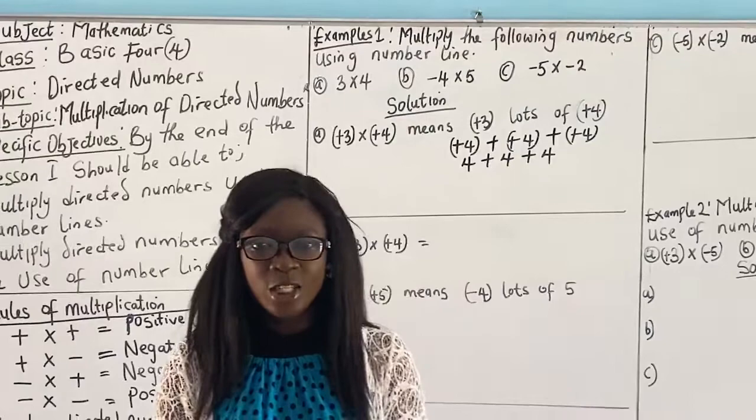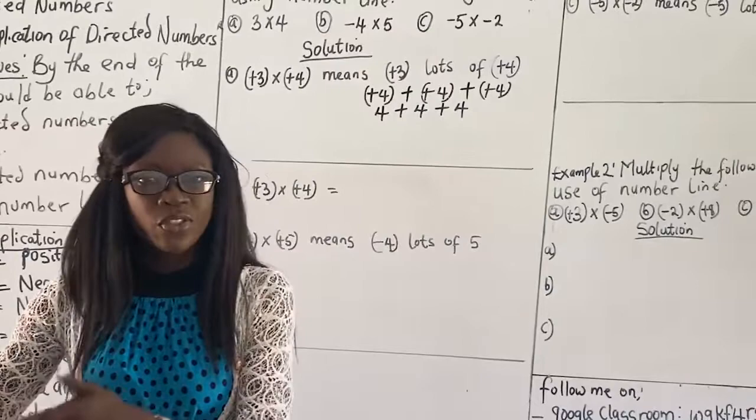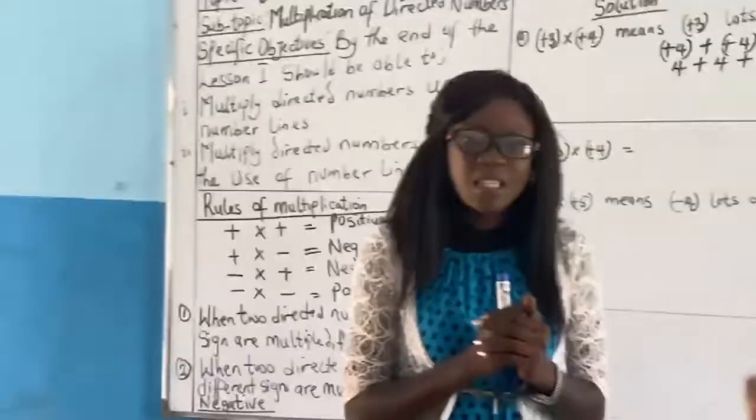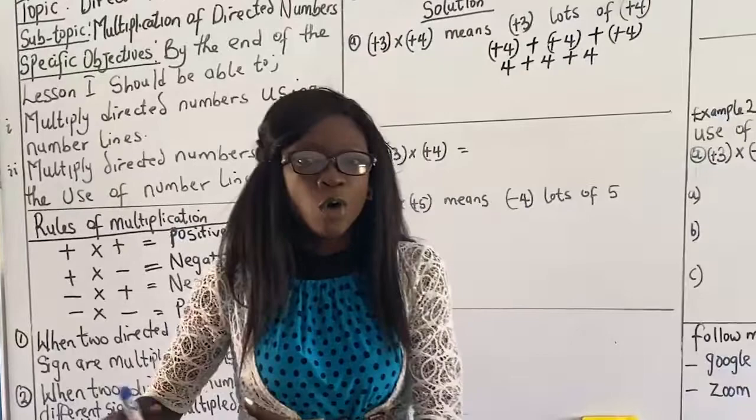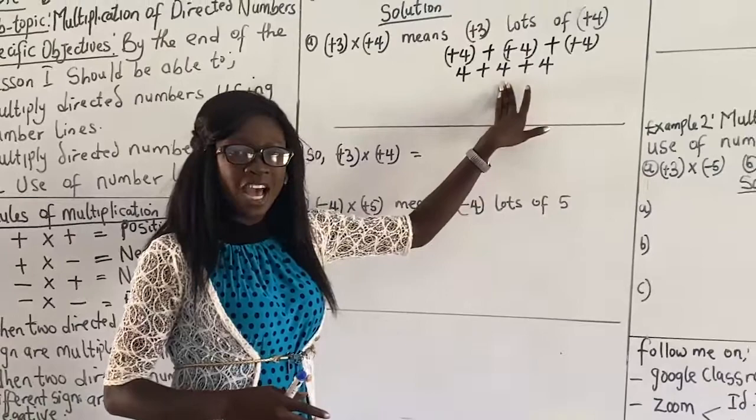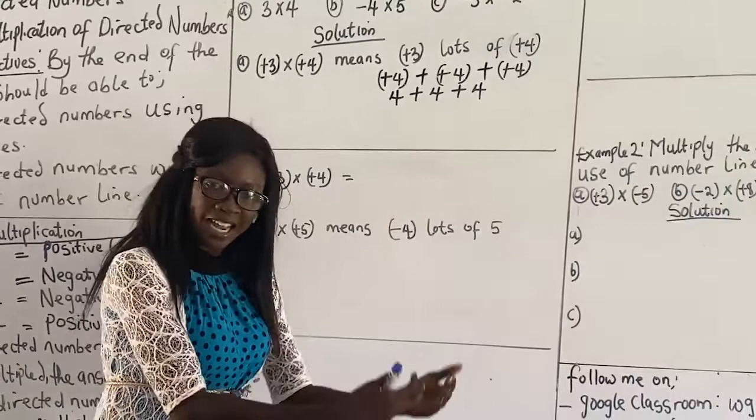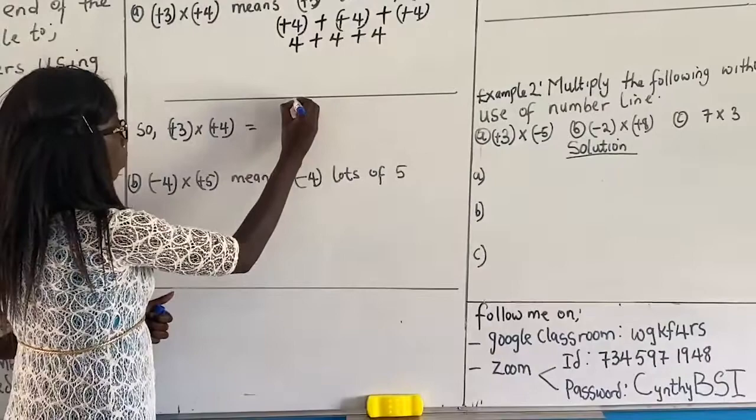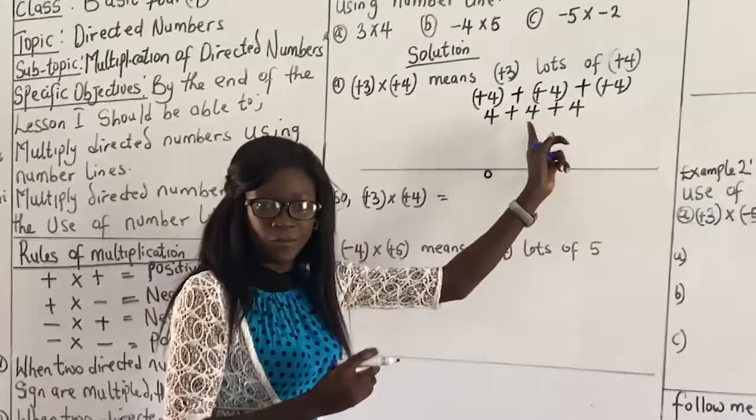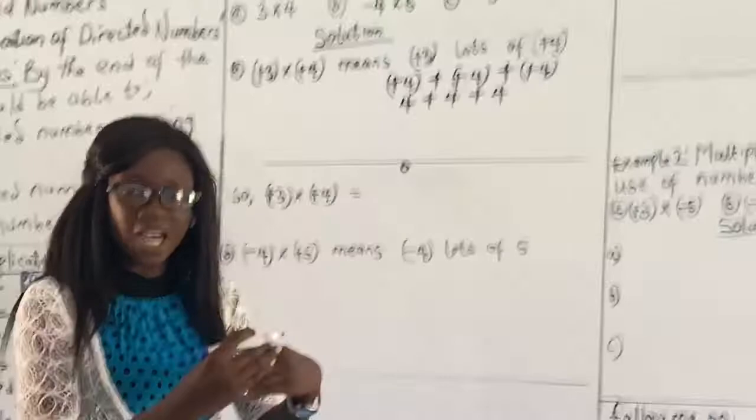Alright, so how can we do this now on a number line? That's where the challenge comes from. Like I said, in addition, we start from 0, 1, 2, 3 to the right, and to the left, negative numbers. But in the case of multiplication, we have to take it in steps of the multiplier. You see this is 4. So we have to write our number line in steps of 4, to the right and also to the left. As usual, we start from 0.